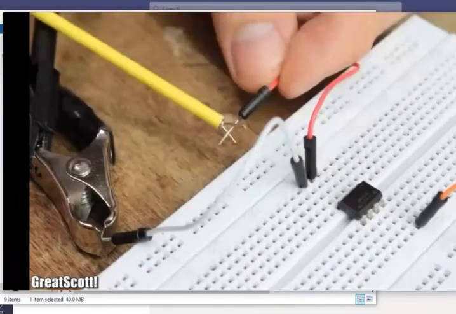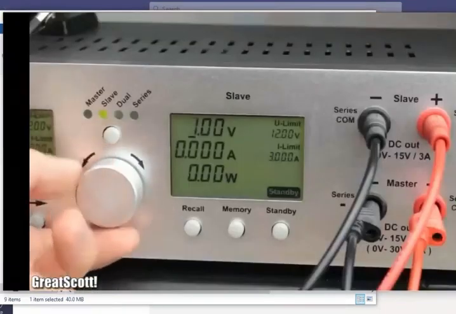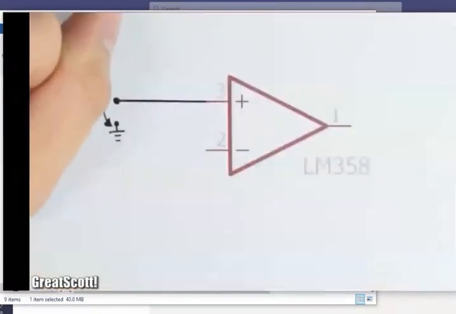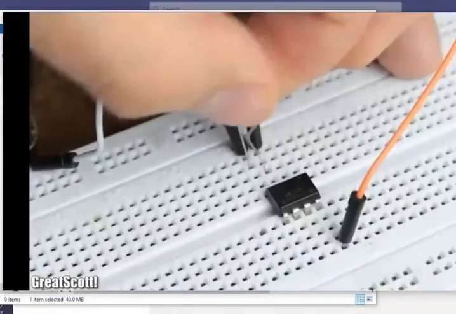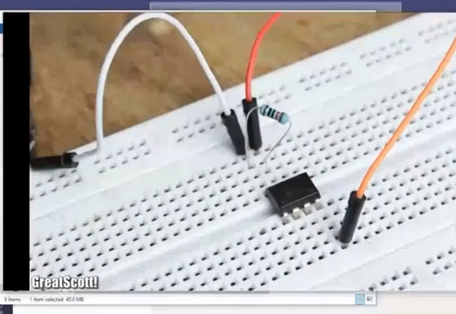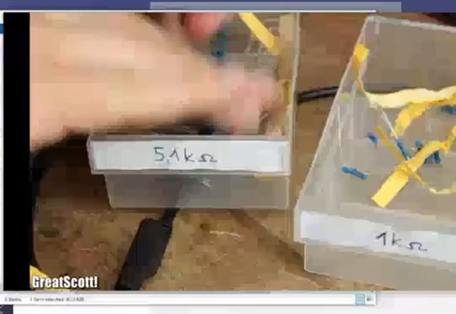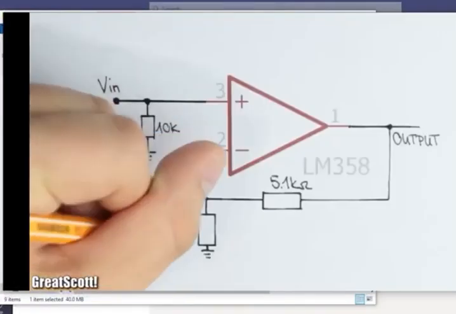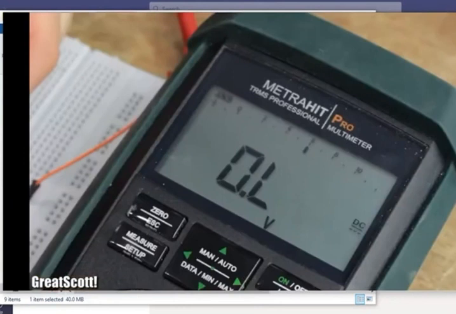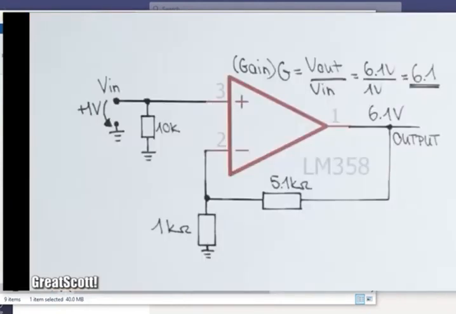IC. Next, I apply the voltage of plus 1 volts to the plus inputs, aka the non-inverting input of the op-amp, as well as a 10 kilo ohm pull-down resistor to set the reference voltage to ground. Then I created a voltage divider consisting of a 5.1 kilo ohm and a 1 kilo ohm resistor in this constellation between the output pin and the negative inputs, aka the inverting inputs. As a result, I received a voltage of 6.1 volts at the output, which equals an amplification factor of 6.1.